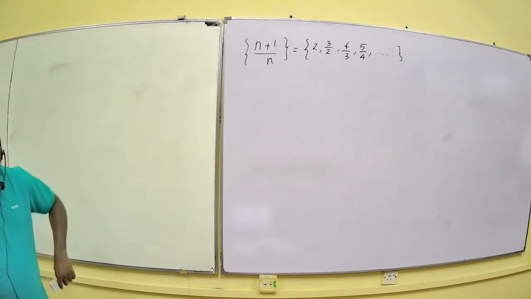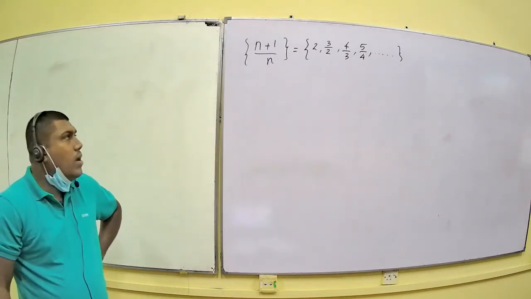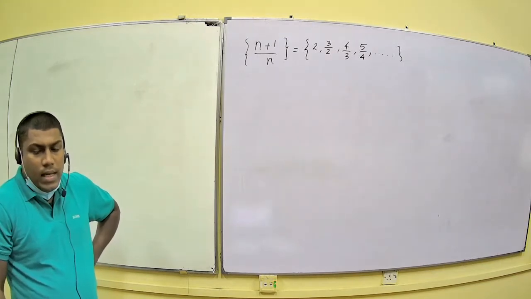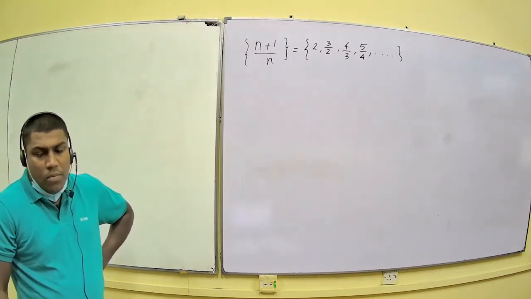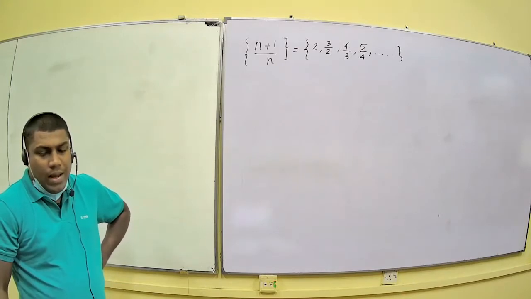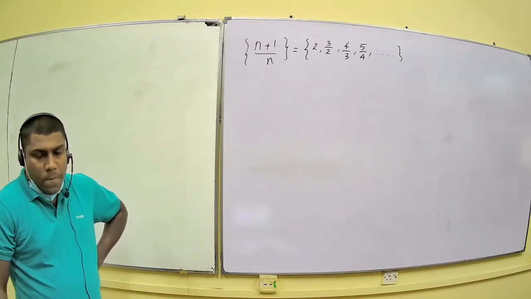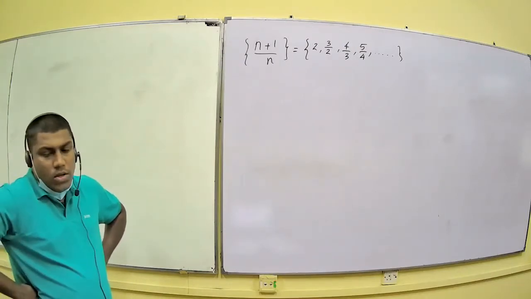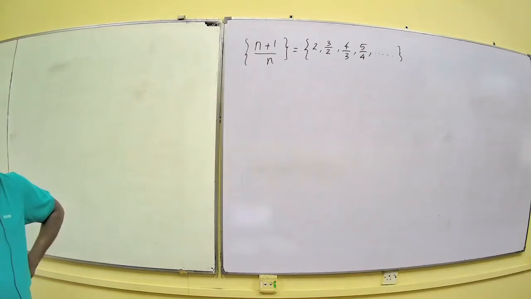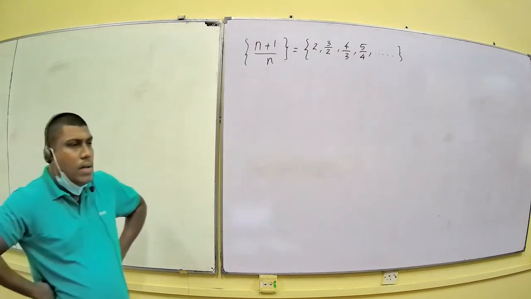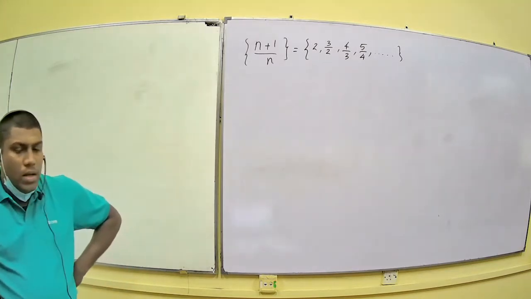Here you can see that when n is increasing, the numbers are decreasing, right? Starting from 2, it goes down to 1.5, 1.33, 1.25, and then further down. So it is decreasing, you can see. Similarly, some other sequences may increase as well.